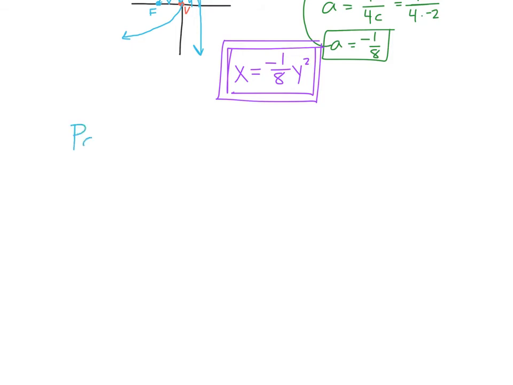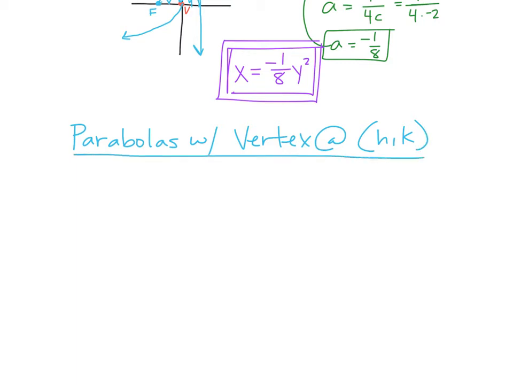Okay. Now we're going to switch it up a little bit. Now we're going to do parabolas with a vertex at (h, k). Do you remember (h, k)? We've done (h, k). Hopefully that looks familiar to you. (h, k) is your vertex, and we did vertex form in the past. Let's just lay this out again.